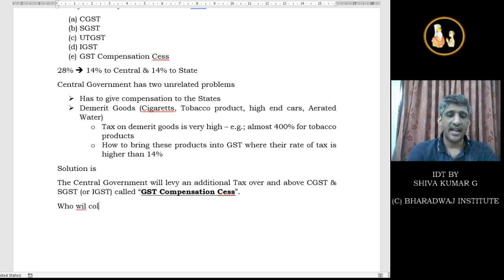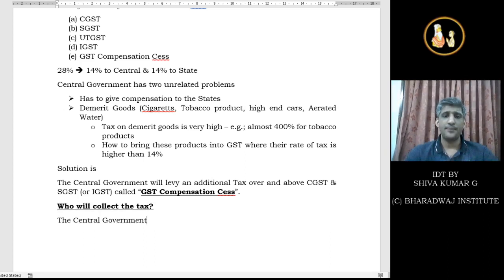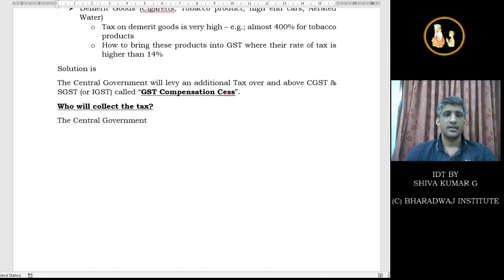Who will collect the tax? The central government will collect the tax. The money will go only to the central government. Then what will the central government do with the money? What to do with the GST CC collected? CC, na, compensation.